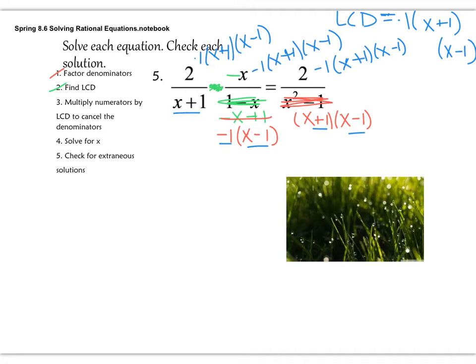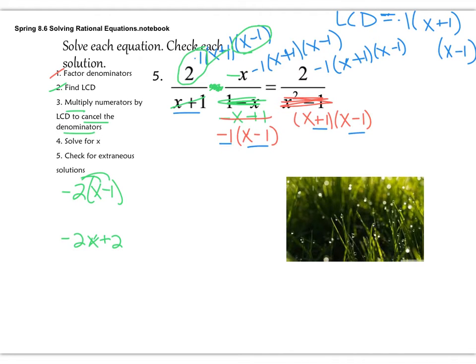All right, so again, the reason we are multiplying this is to cancel denominators. So the first fraction, look at every fraction separately. The x plus 1 cancels with the x plus 1. I have left a 2 times negative 1, which is negative 2, and I have an x minus 1 left over. So if I distribute, I get negative 2x plus 2.